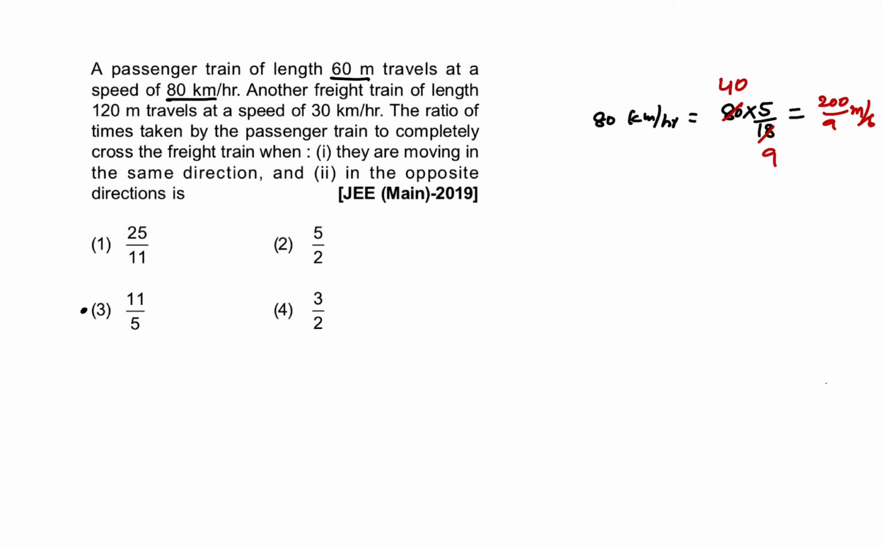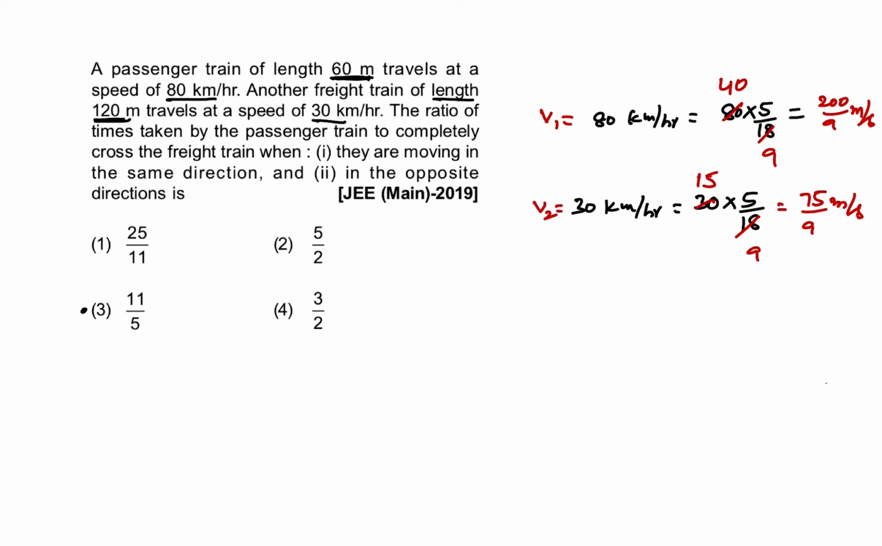Next, another train has a length of 120 meters and travels at a speed of 30 km per hour. What is the meaning of 30 km per hour? It is nothing but 30 into 5 by 18. Why am I converting into meters? Because the lengths of the trains are given as 60 meters and 120 meters. So 18 is 9 times here, 15 times there, we can get 75 by 9 meter per second. I have calculated the velocity of train 1 and the velocity of train 2.